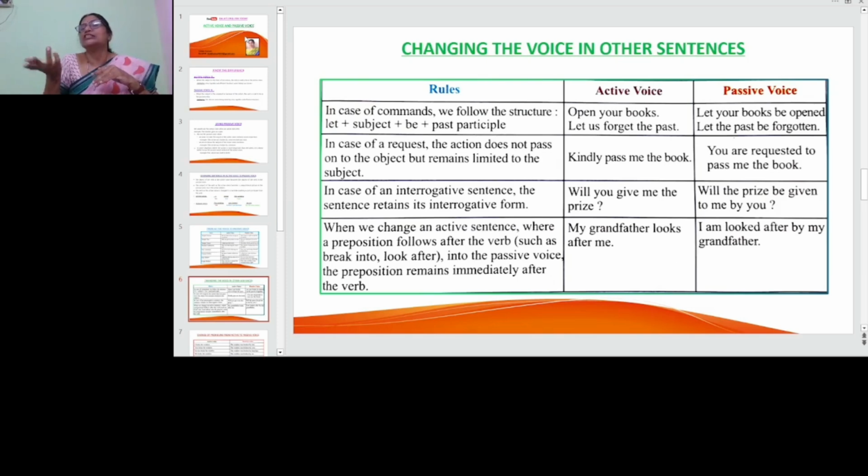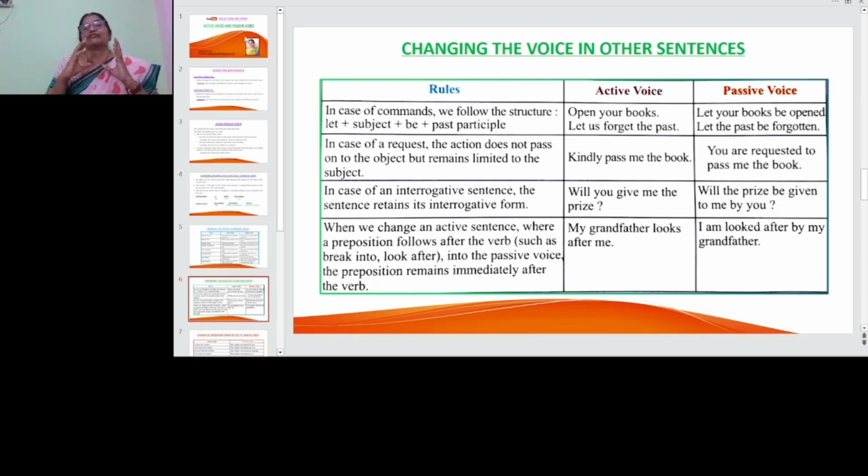So when you convert it into passive voice, let your books be opened. Where do you use "be" in general assertive sentences? For the future. Because "open the book" is a command which will happen in the future. So you're saying, let your books be opened. Let us forget the past. Another example: let the past be forgotten.